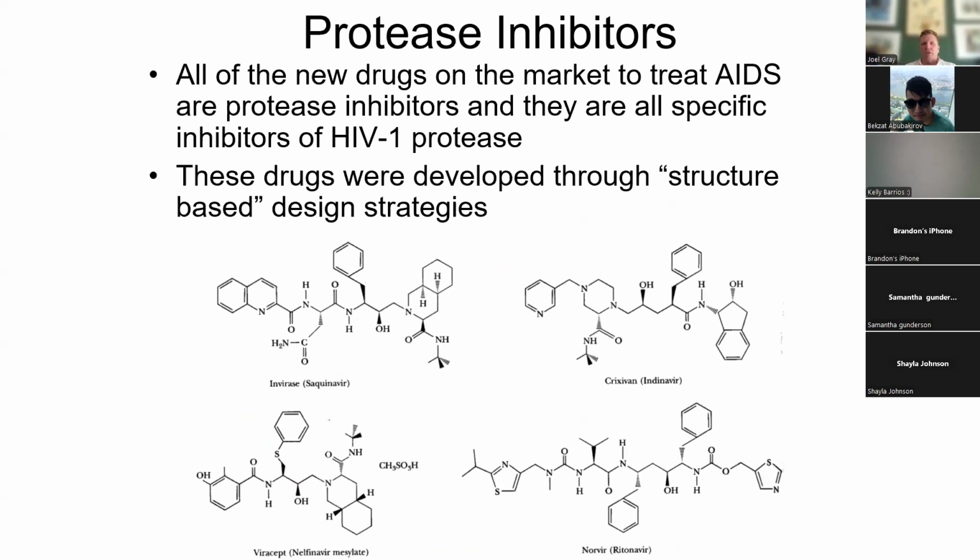Now, protease inhibitors. All of the new drugs on the market to treat HIV and AIDS are protease inhibitors, and they're specific inhibitors of HIV-1 protease. These drugs are developed through a structure-based design strategy. So if you think back to that idea of structure-based design, think back to secondary structure and the work of Chou and Fasman. They said, hey, use the primary structure and you can predict a secondary structure. Okay, cool.